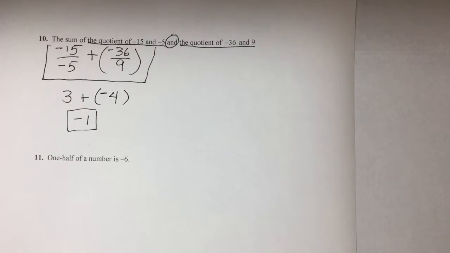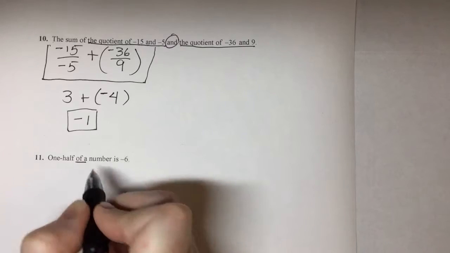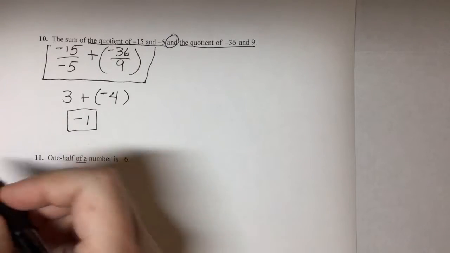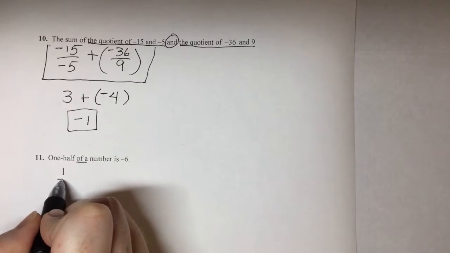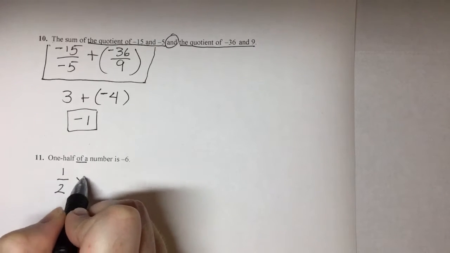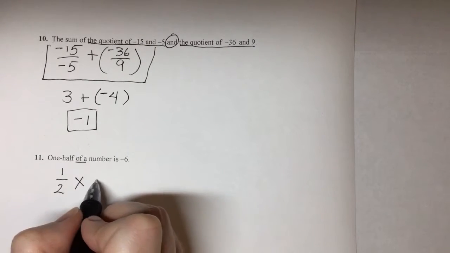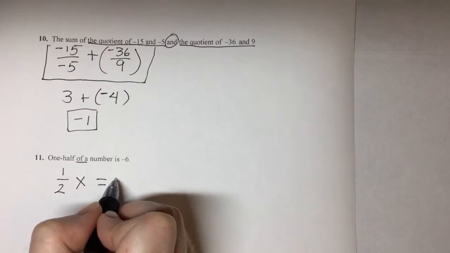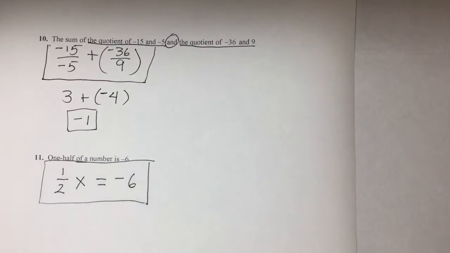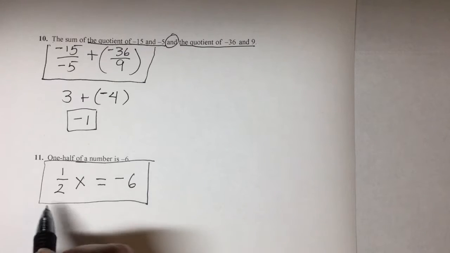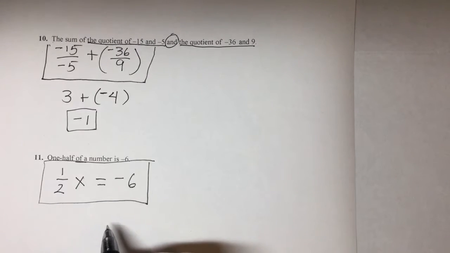With 11, 1/2 of. Of, if we don't have another word in front there, is going to be multiplication. So 1/2 of a number times a number is your equals, negative 6. Translation. Here we have an equation. The equations can be solved. Half of what is negative 6?